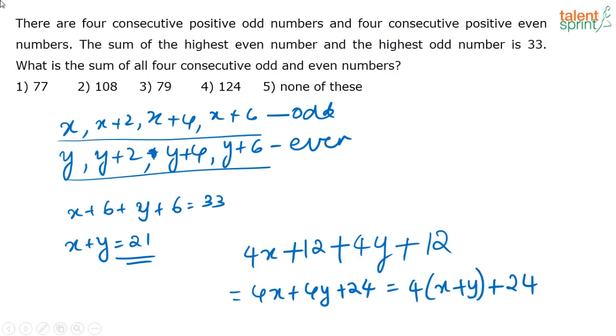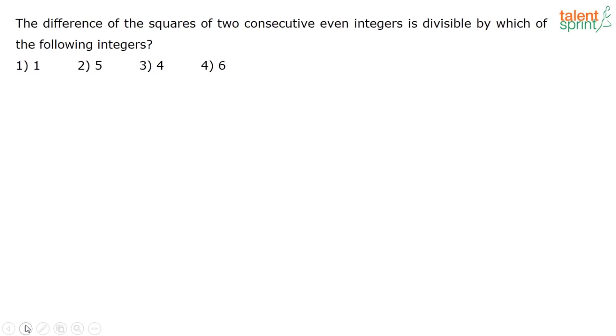Now we know what x plus y is. x plus y is 21. So this is equal to 21 into 4 plus 24, and 21 into 4 is nothing but 84. 84 plus 24 is 108. So I think a lot of you have got the answer correctly. So the answer for this question is option 2, 108. Hope it's clear. So now let's move on to the next question.